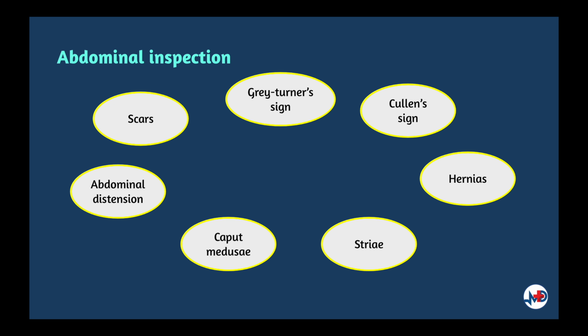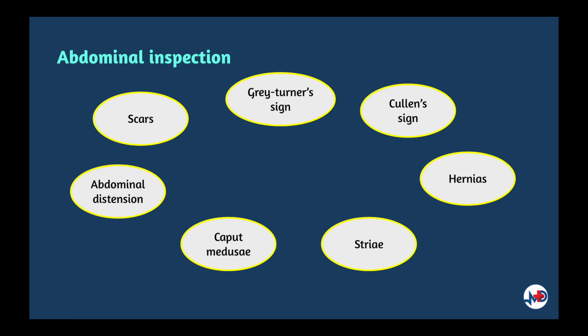Abdominal distension, which can be caused by a wide range of pathology including the 6 Fs: fat, fluid, fetus, flatus, feces or fulminant mass. Caput medusae, which are engorged paraumbilical veins associated with portal hypertension in liver cirrhosis.